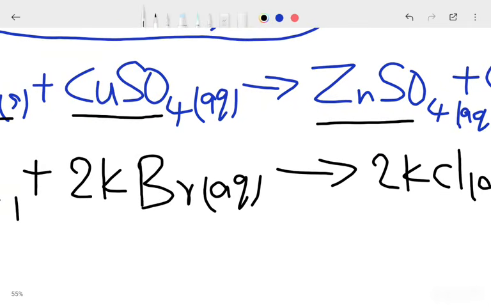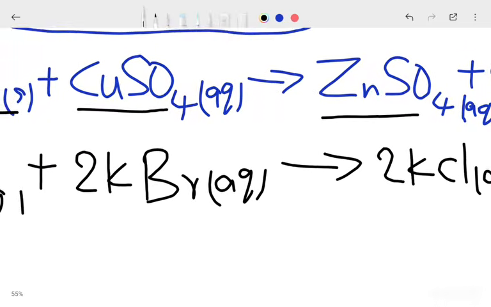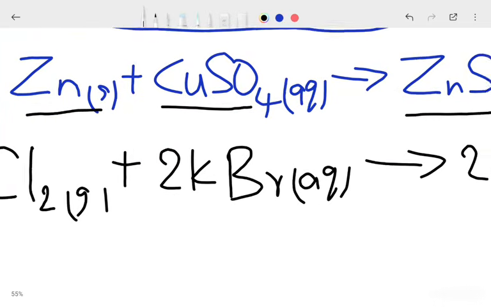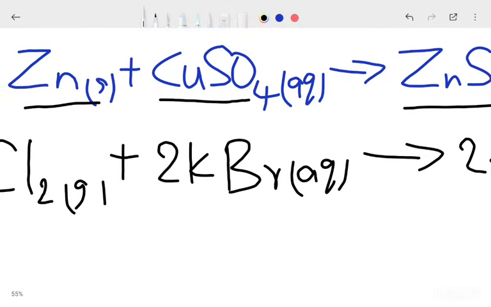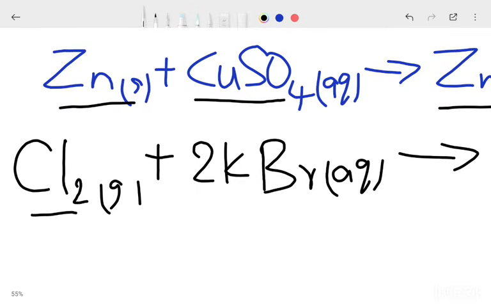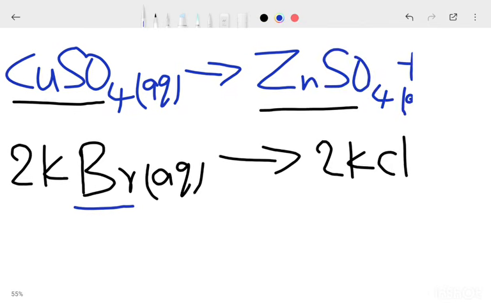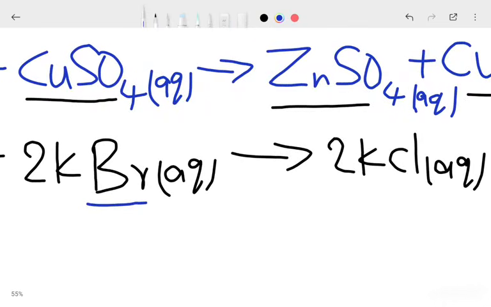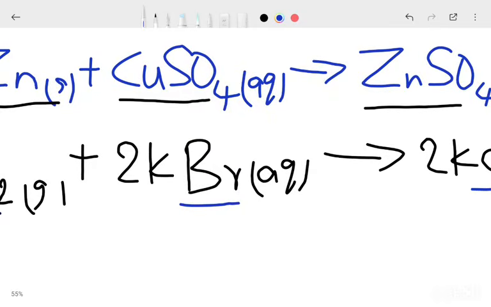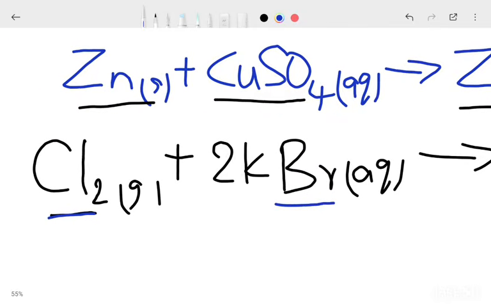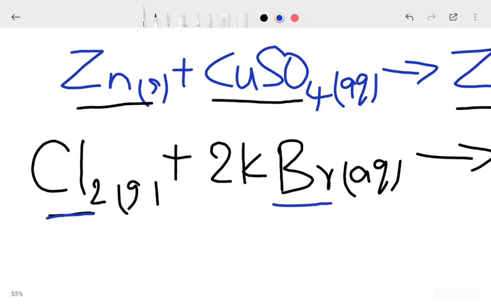So look at it. You notice what just happened? Chlorine has replaced bromine, isn't it? Chlorine replaced bromine here. Look at it here. But come to this place. Potassium is still here, but bromine is alone here. It has been replaced by chlorine. So meaning that chlorine is more electronegative than bromine. Are you getting it? So this is how a displacement reaction occurs.